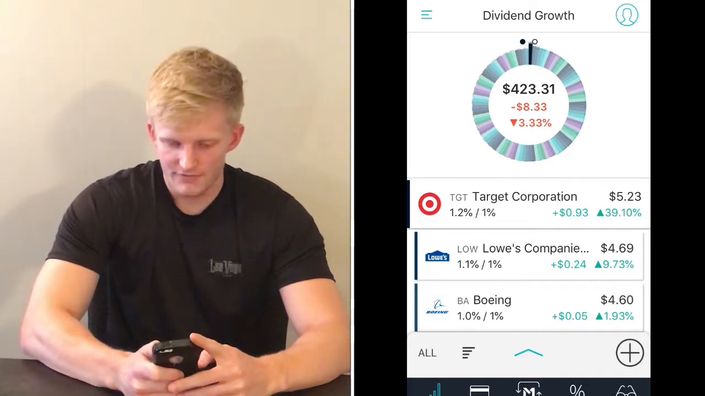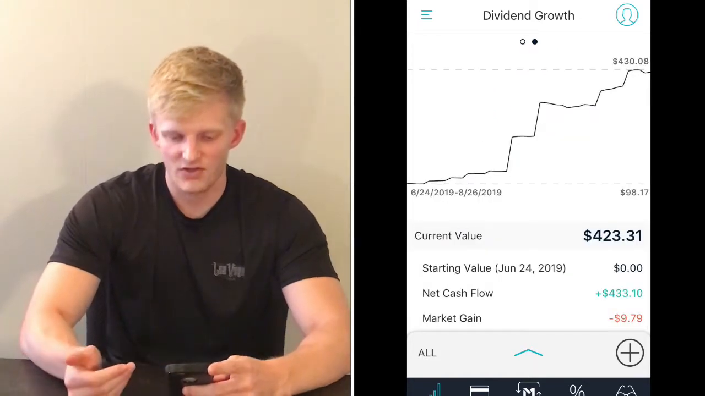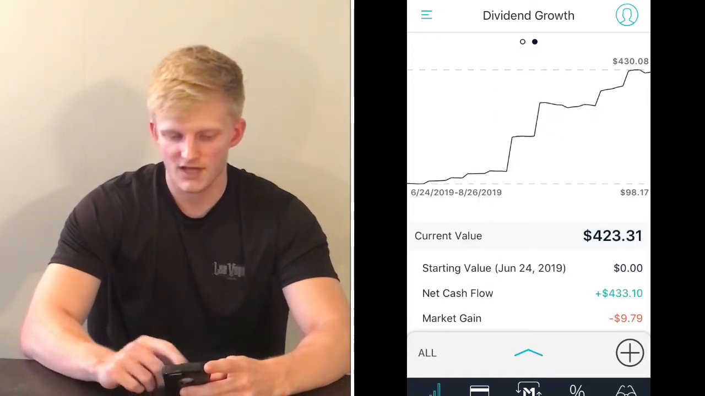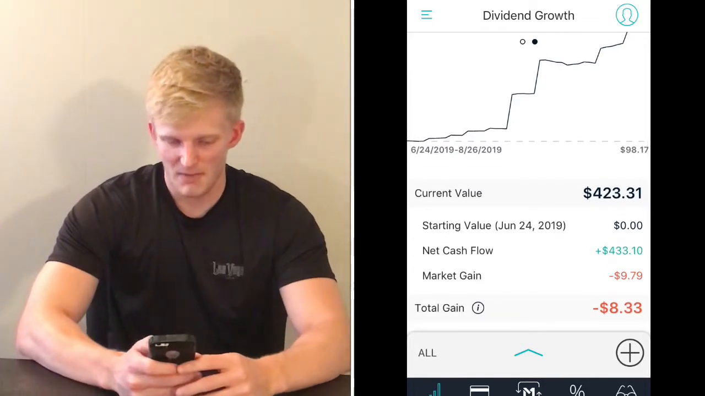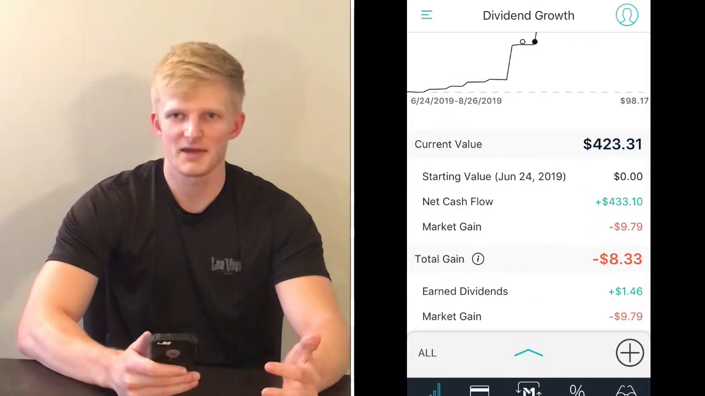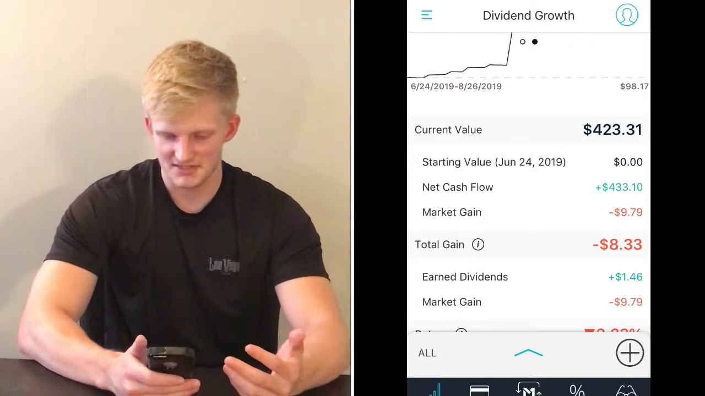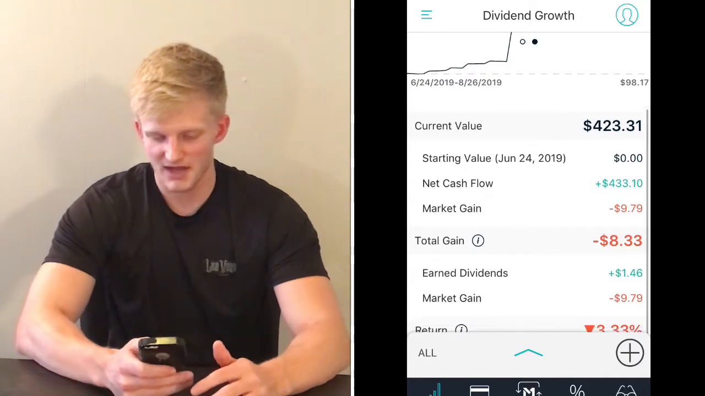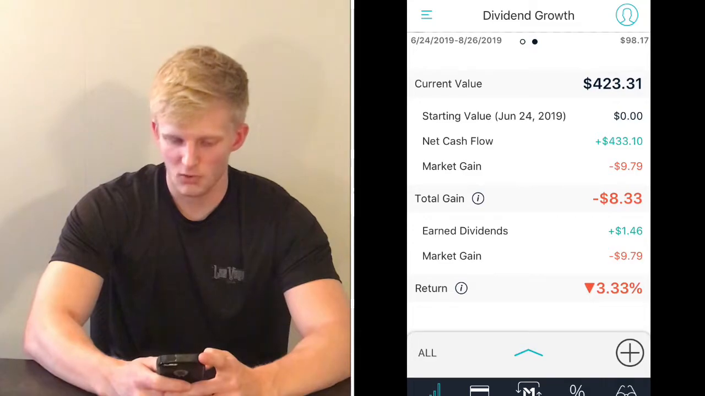If you swipe right on this home screen, you can see the value of my portfolio over time. At first, this probably looks really good, but this also shows my deposits. Like I said, I'm actually down 3.33% over time. This pretty good looking steady growth is actually because I have just deposited more and more money over time.